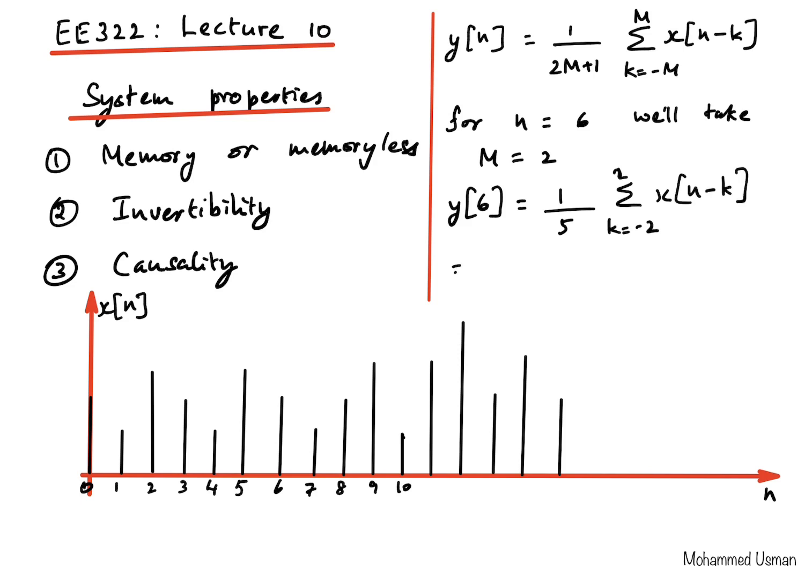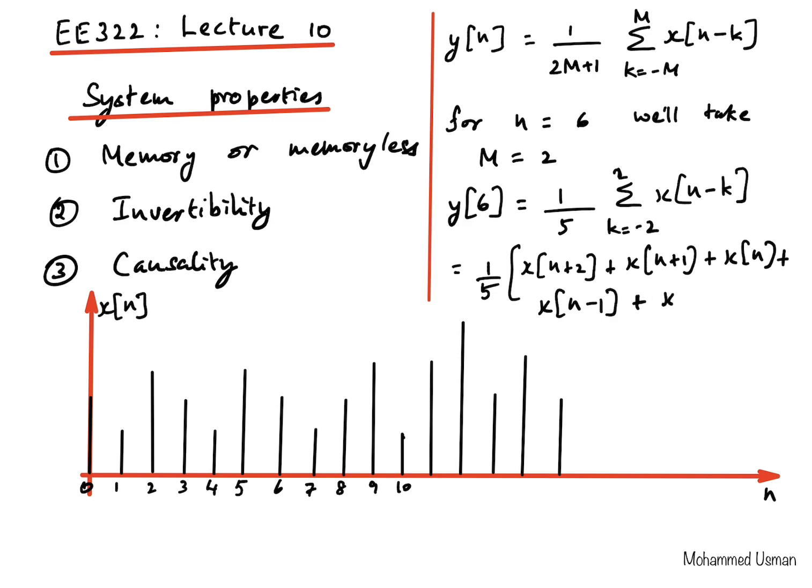So that is basically going to be 1 by 5 times, when k is minus 2, it is x of n minus minus 2, which is x of n plus 2. Then when k is minus 1, it will be x of n plus 1. When k is 0, it will be x of n. When k is 1, it is x of n minus 1, plus x of n minus 2 when k is 2.